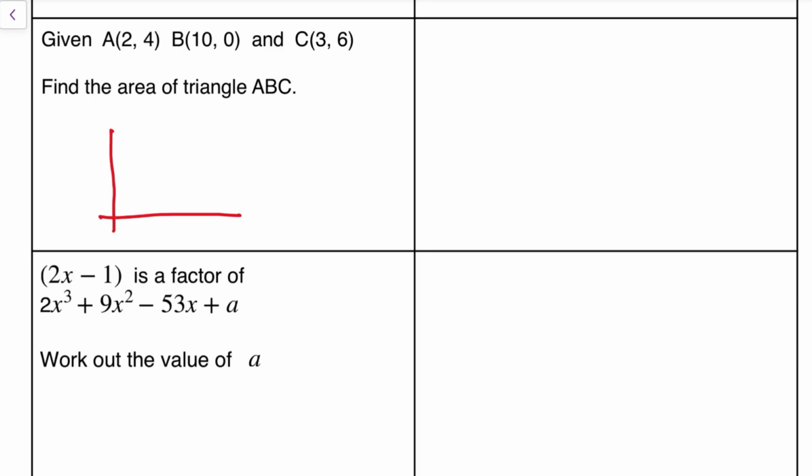So A is 2 across and 4 up, which I'm going to call there. B is 10 across and 0 up, so it's down here somewhere. And C is 3 across and 6 up, so it's here. The point is, I don't think this is a right angle triangle.